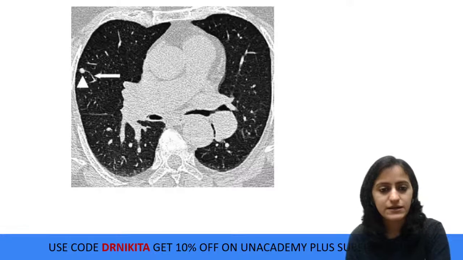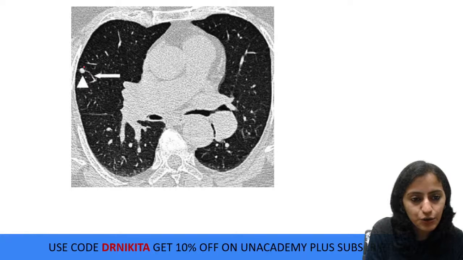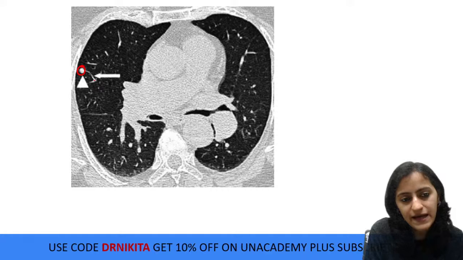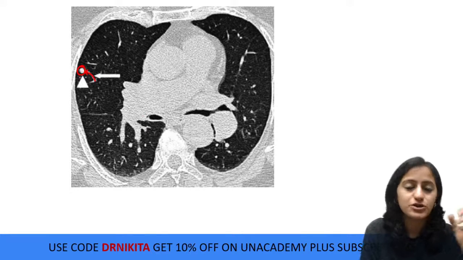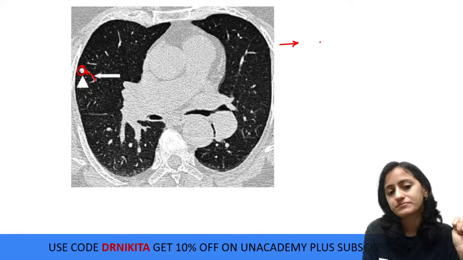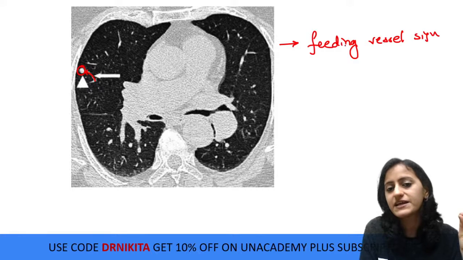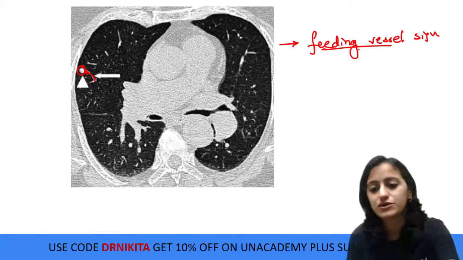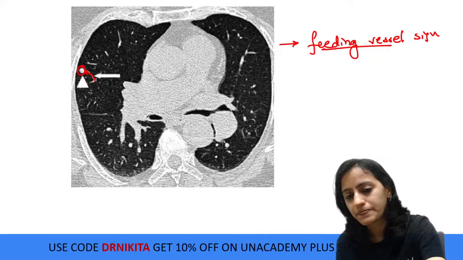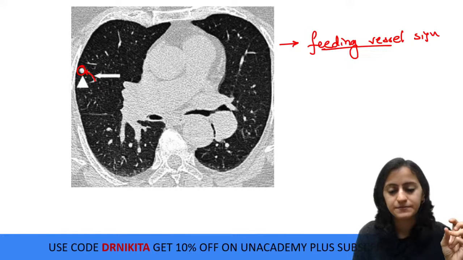Right. Next one. Okay, so what do we see here in this one? So you have a nodule. Okay, that's the nodule there. And this white thing, the linear thing, that is the vessel going to the nodule. So you can see the vessel going to that nodule. What is this sign called as? So that is your feeding vessel sign. Okay, this is your feeding vessel sign. You can see that the vessel is feeding the nodule. What does that signify? The feeding vessel sign?